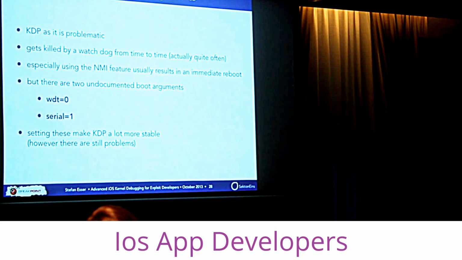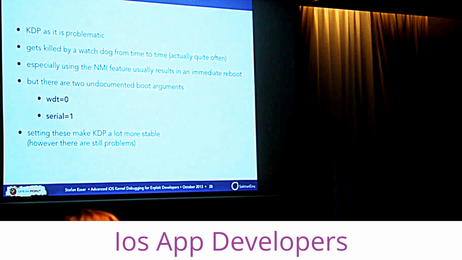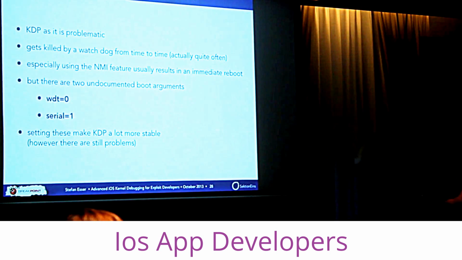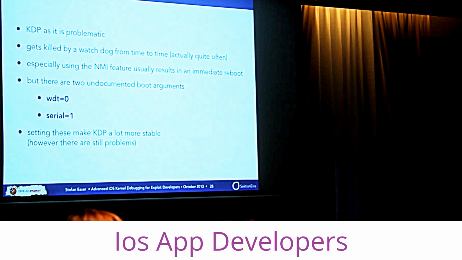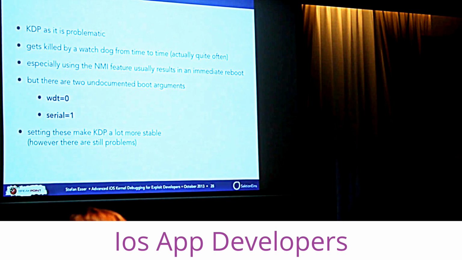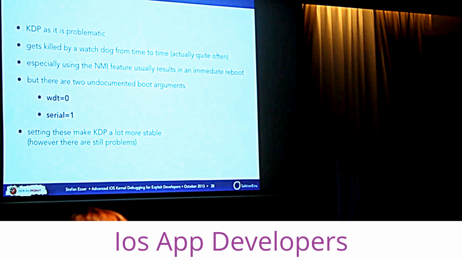And especially when we use that NMI feature, every time the watchdog will say there's something strange, and it will reboot immediately. So I poked around a little in the kernel and realized that if you set one of these boot arguments, WDT, which most probably means watchdog timer, to 0, or you use the serial command, which allows you to switch between different serial ports, then it somehow disables the watchdog timer, and from that moment, KDP is a lot more stable and does not always immediately reboot.